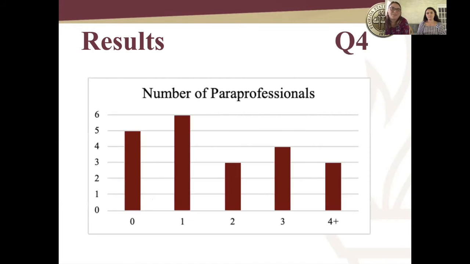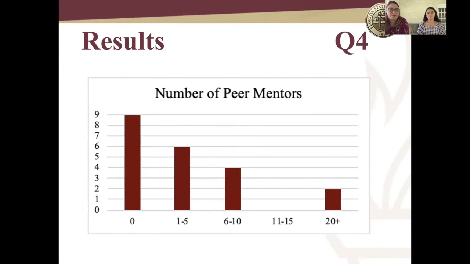Our fourth research question was: what type of support did teachers receive in the form of paraprofessional and peer mentoring? Many of the ensembles had paraprofessionals in them. As you can see, most had at least one paraprofessional present, although there were a few that had no paraprofessionals available to them. When it came to peer mentors, many of the ensembles did not use peer mentors, but others utilized them in terms of 1 to 5 per class, 6 to 10 per class, and some had over 20 peer mentors per class.